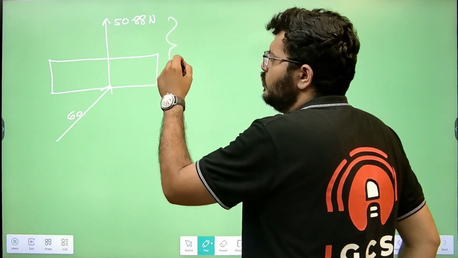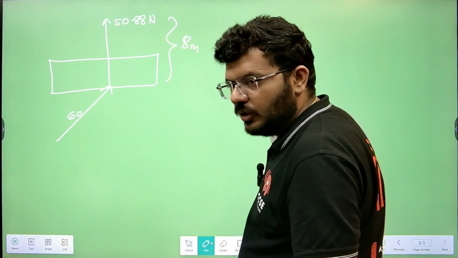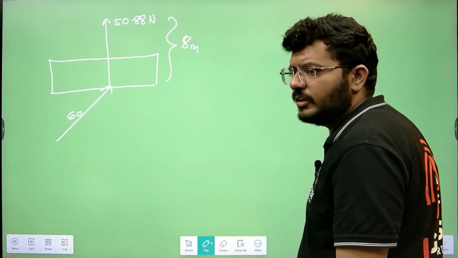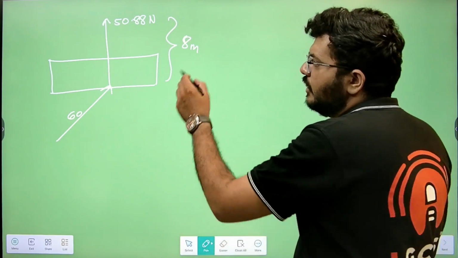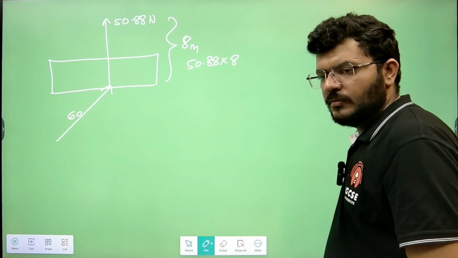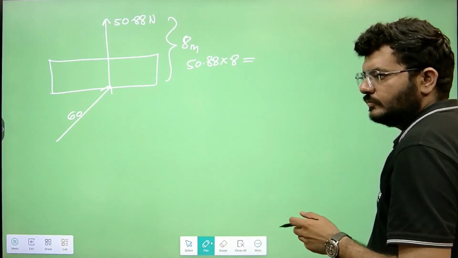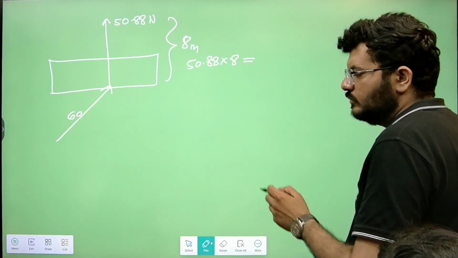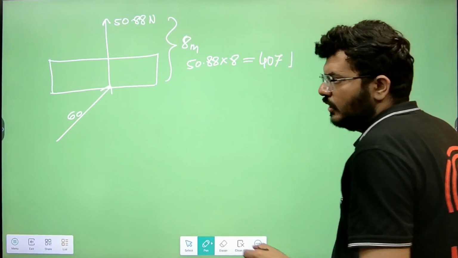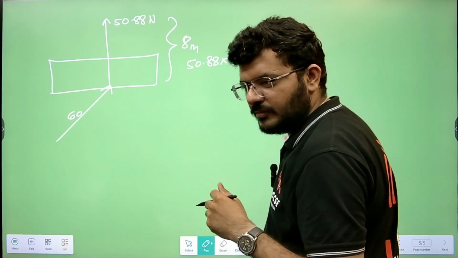And due to this force, this plank is moved, let's say 8 meter, okay? What is the work done by this force on this plank? You would write simply 50.88 into 8, right? What will be your answer? 407 joule. It's not coming to 400? Then see what you did with the log.